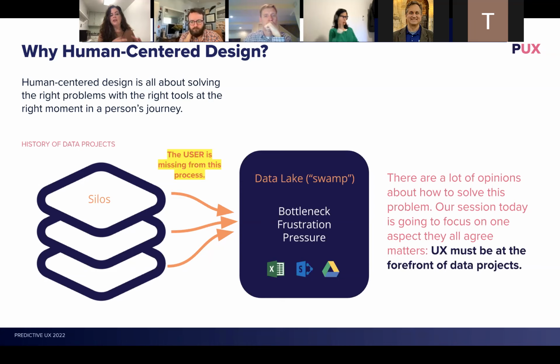So historically, as I said, data projects got stood up by people who are data experts and developers. And we all know the story of data silos, right? We have all these silos and everybody gets excited about the idea of let's not have silos anymore. Let's bring everything together into one centralized location. That's going to solve all of our problems. But it introduced a new problem.